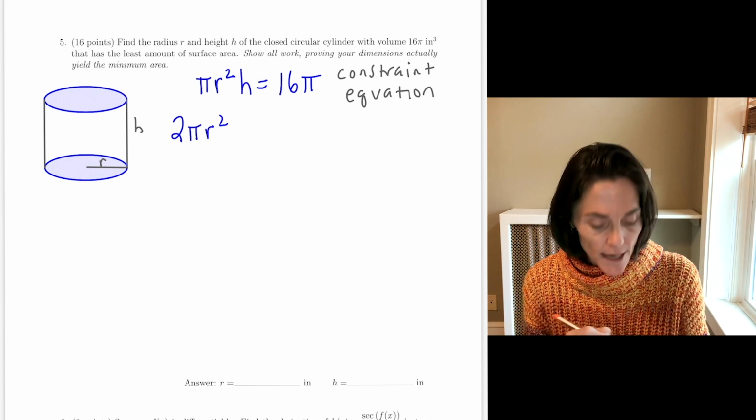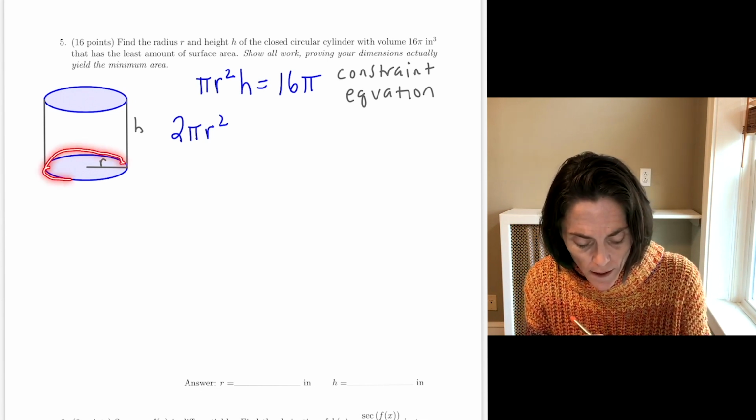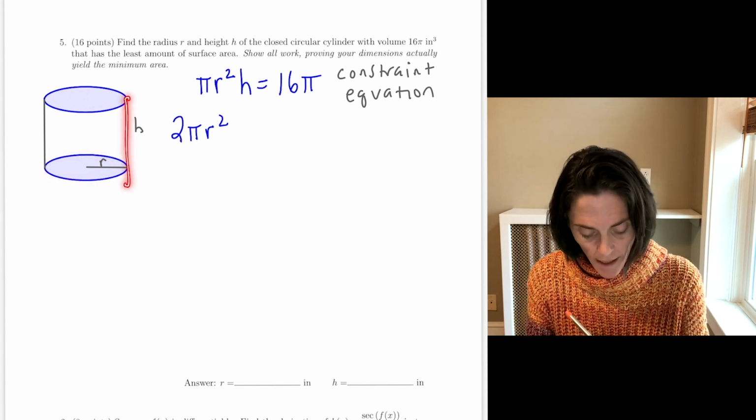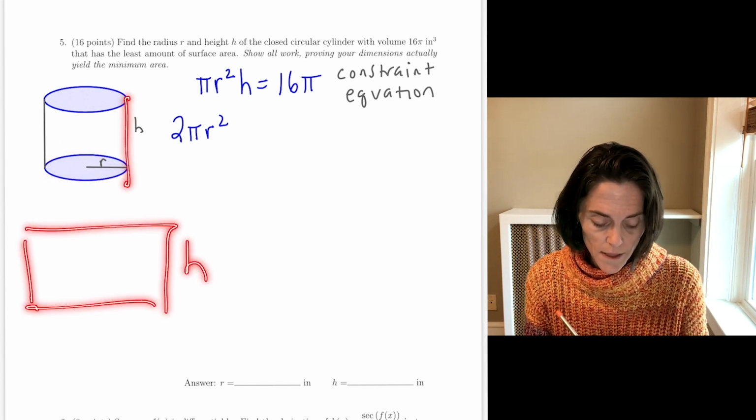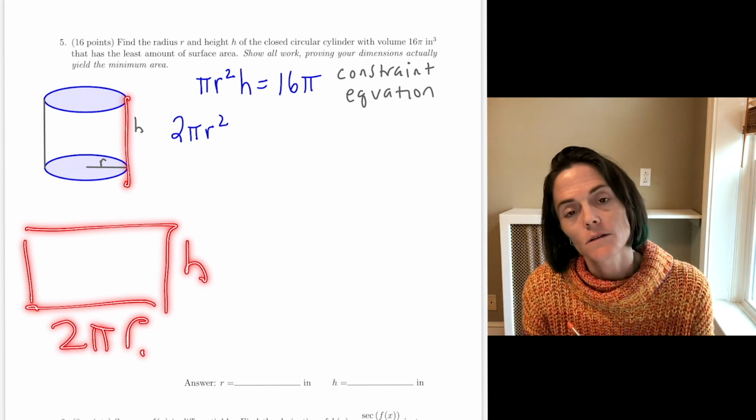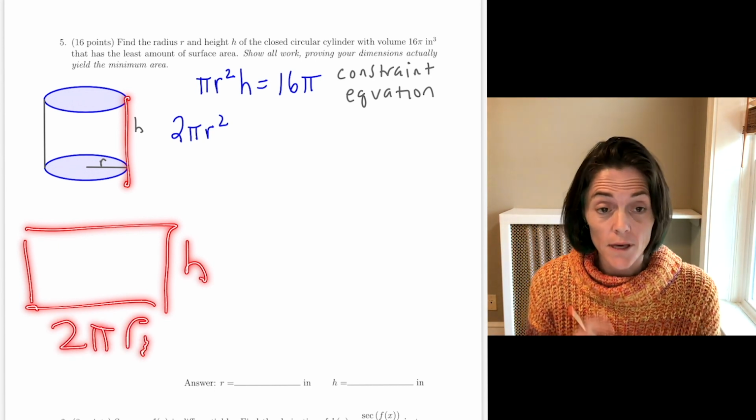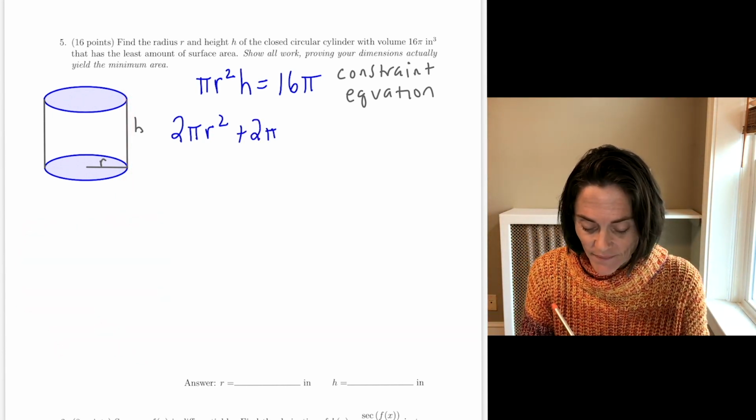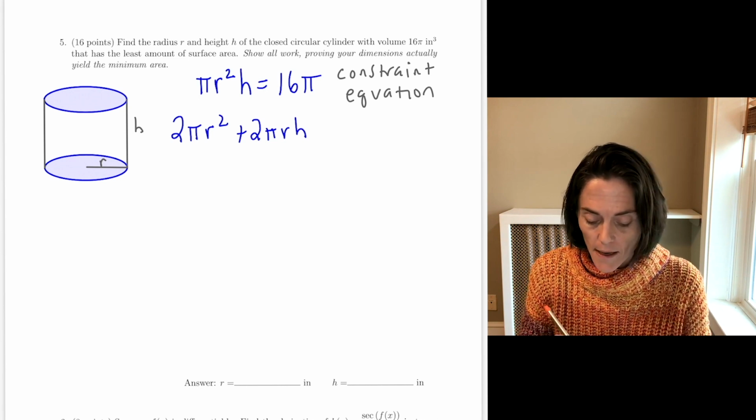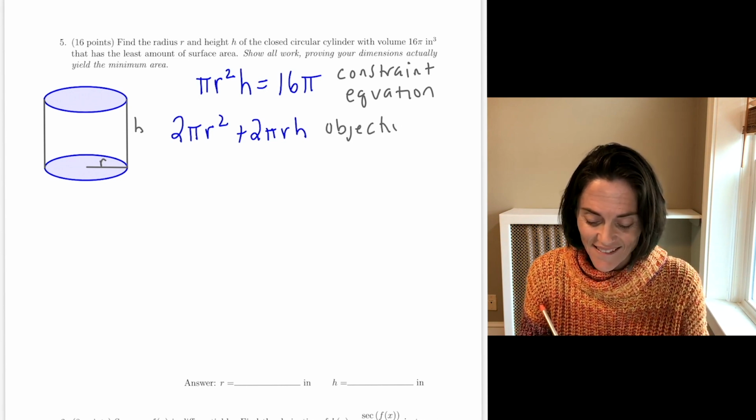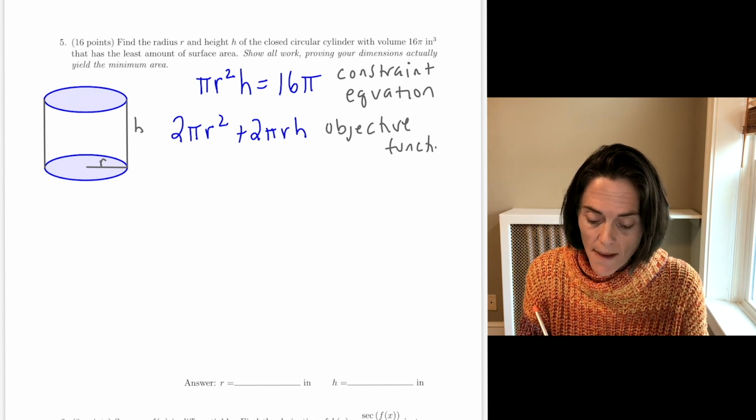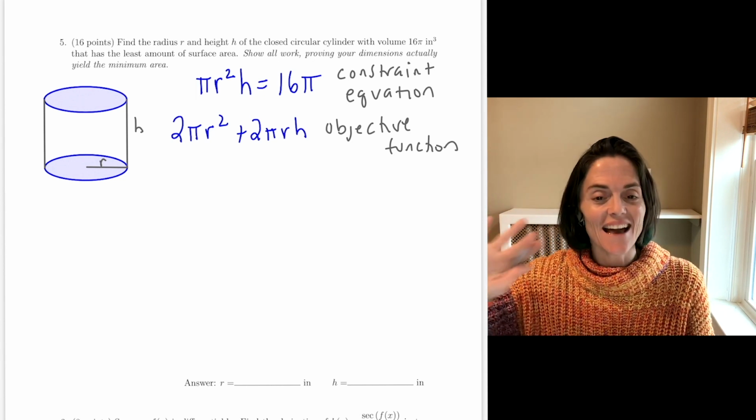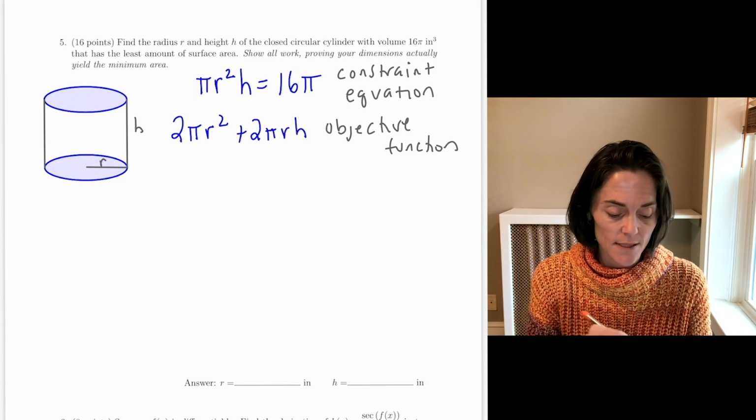So how do we get that area? Well, it would be the circumference times the height, because you could think about cutting and unrolling. This would be the height. This would be 2 pi r. So the area of the side that goes all the way around is 2 pi rh. And this is my objective function. This is what we want to minimize. Okay, we have our constraint equation. We have our objective function. That's usually the hardest 2 steps.